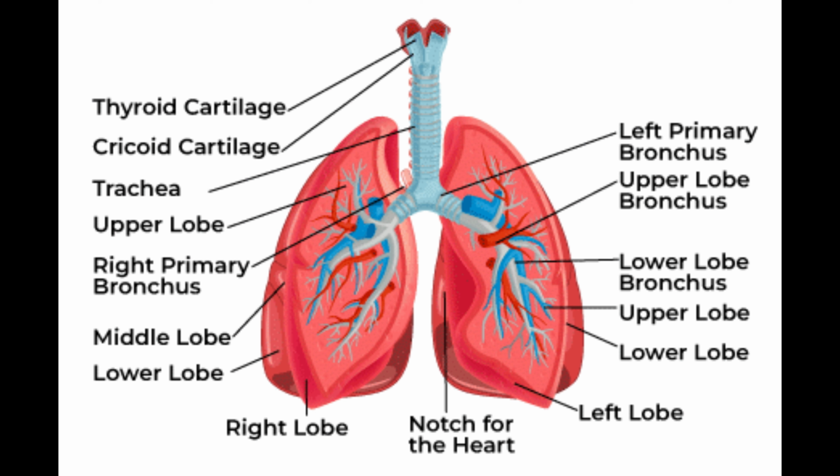The right lobe and left lobe of the lung. Each lung has their very own lobe. The one on the right lung is called the right lobe, and the one on the left lung is called the left lobe.